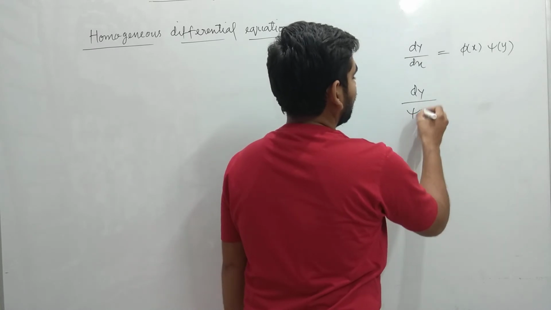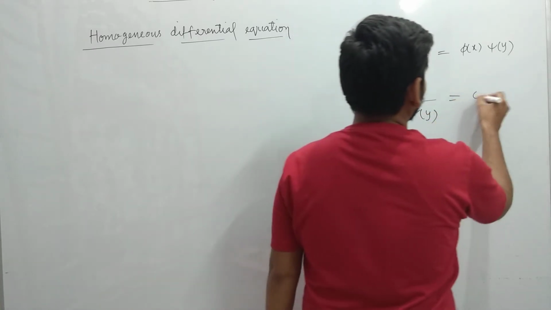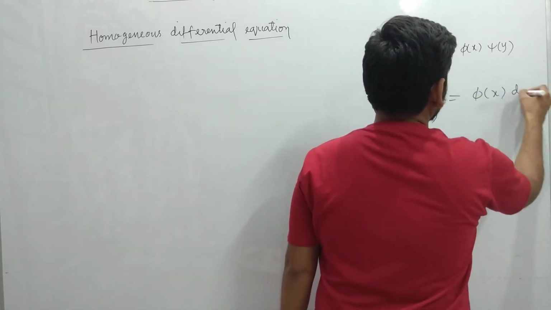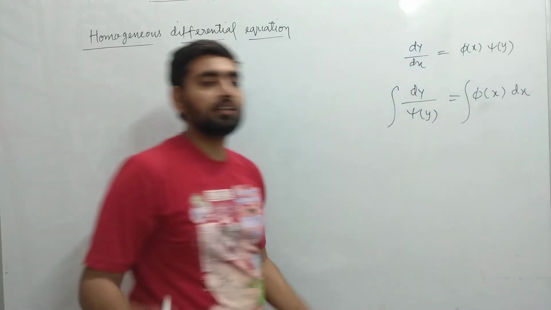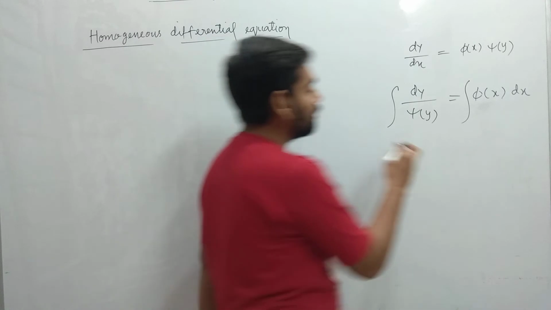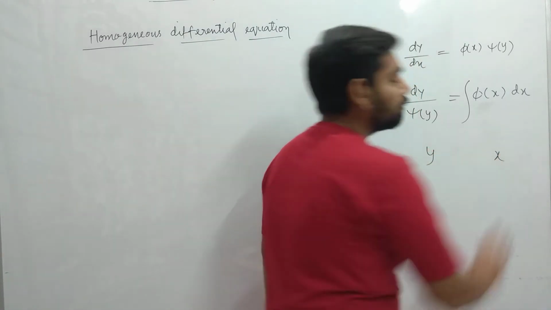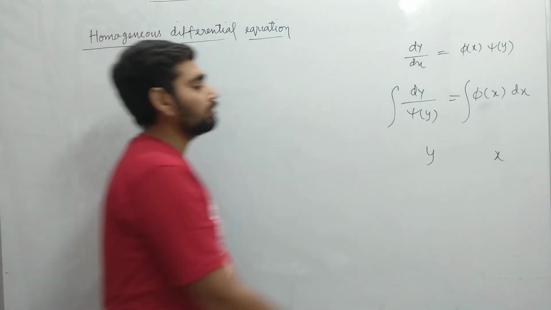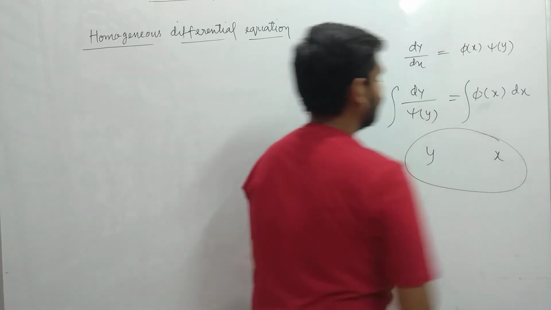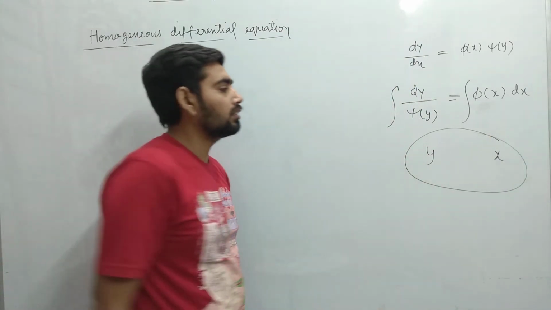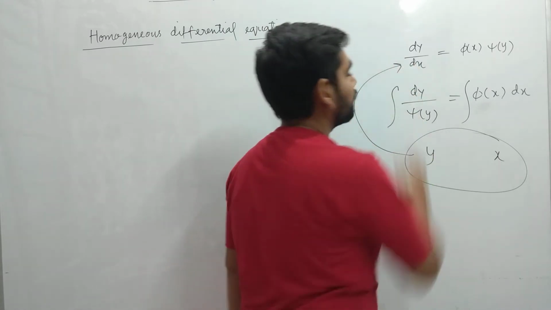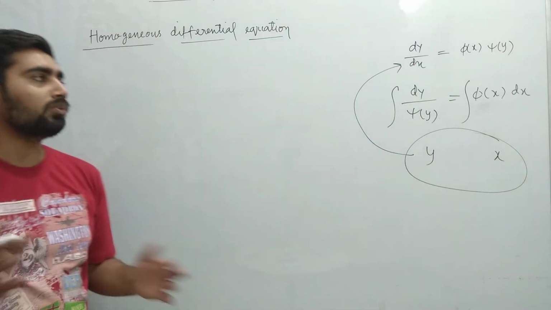Psi y can be taken in the denominator of dy and dx can be taken to the right hand side, and on integration we will get a relation between the dependent variable y and the independent variable x. This relation is known as the solution of this differential equation. This is the variable separable method.